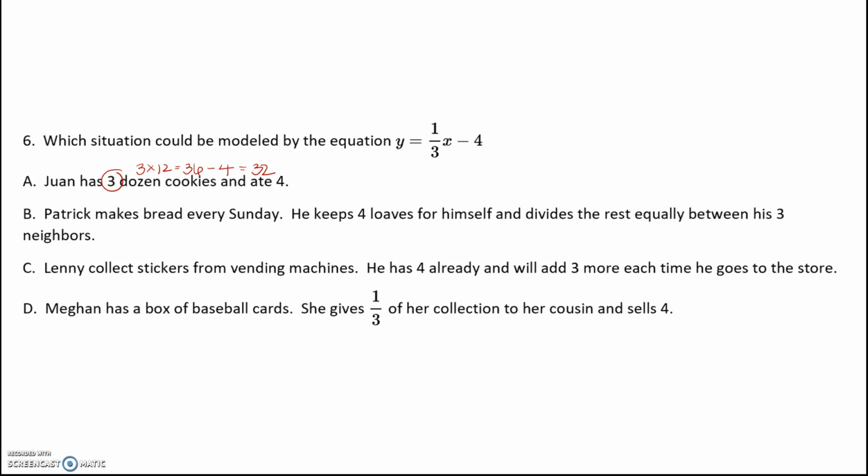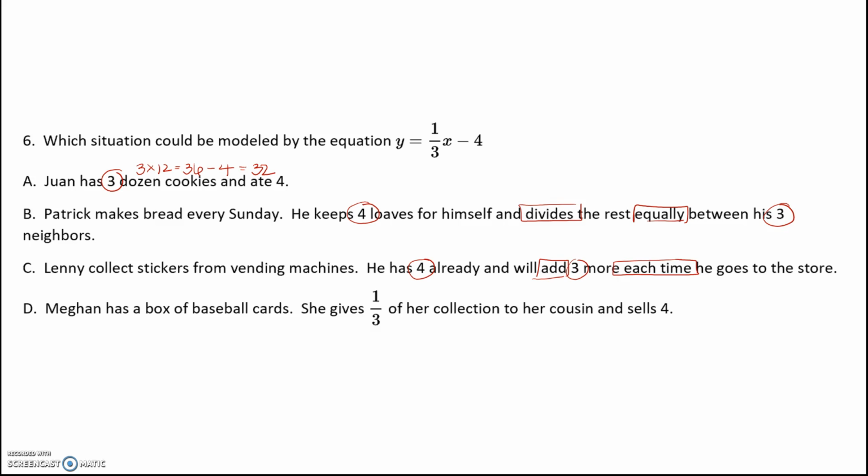C says Lenny collects stickers from a vending machine. He has 4 already and will add 3 more each time he goes to the store. Oh, sorry, I forgot this other one. So he's making bread. He keeps 4 loaves and divides the rest equally between his 3 neighbors.